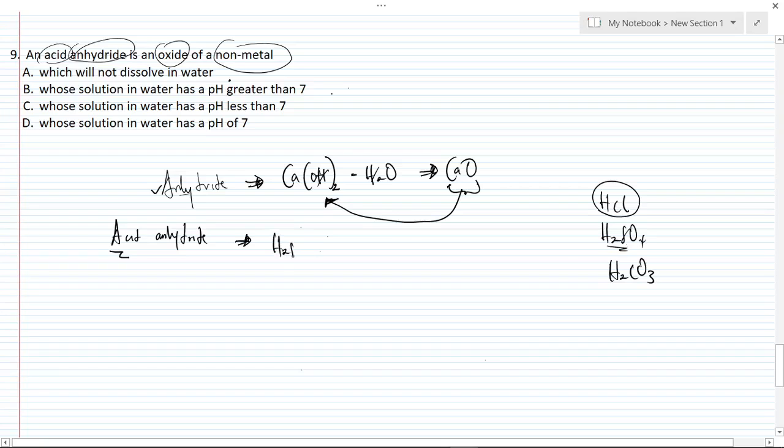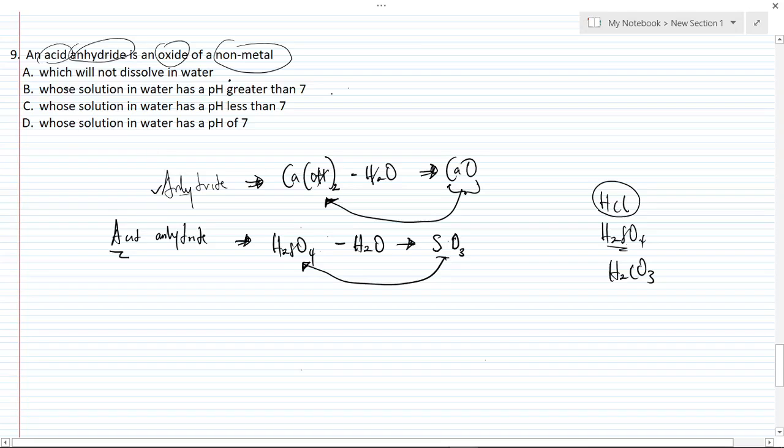So we have H2SO4 minus H2O would give us SO3. So yeah, this now is an acid anhydride because it's from an acid. H2SO4, that water was subtracted from, and the product is the acid anhydride.